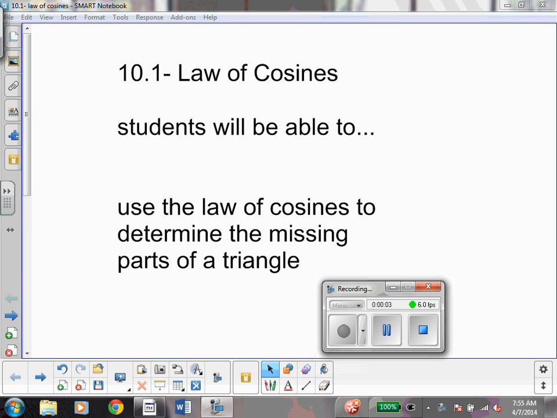All right, class, today we're studying section 10.1, which is the law of cosines. We are going to be able to use the law of cosines to determine the missing parts of a triangle.